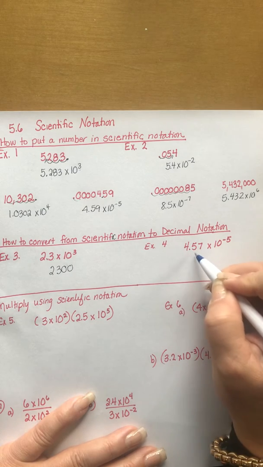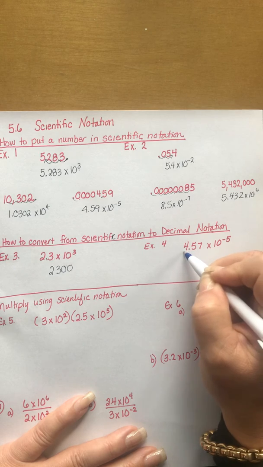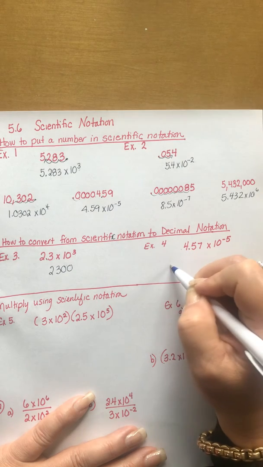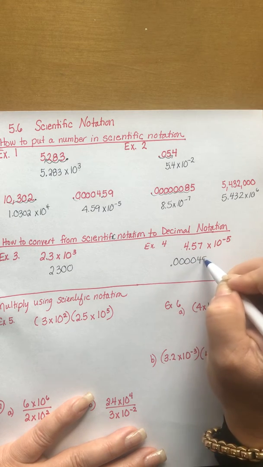So for 4.57, you're going to move it 5 places to the left. You're going to go to the left. So 1, and then add 4 zeros. So 0.0000457.